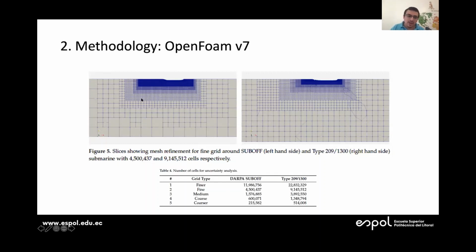So, as I said, we started with the DARPA submarine. I'm showing now the grid for both submarines, on the left for the DARPA, on the right for the Type 209. And you can see that they are quite similar. They got 6 refinement levels through TopoSet.